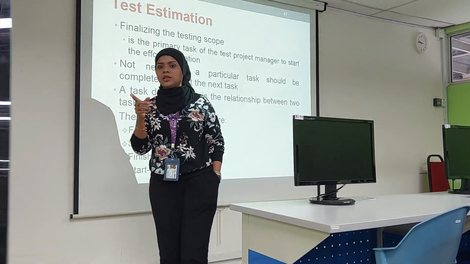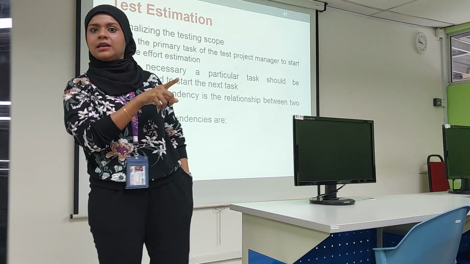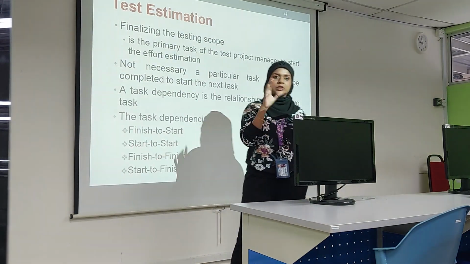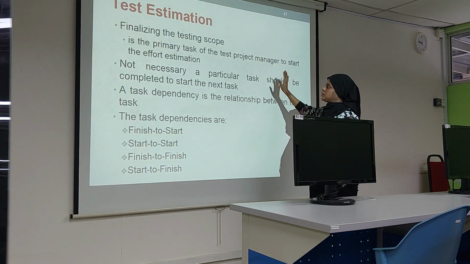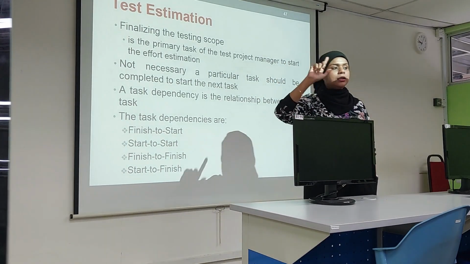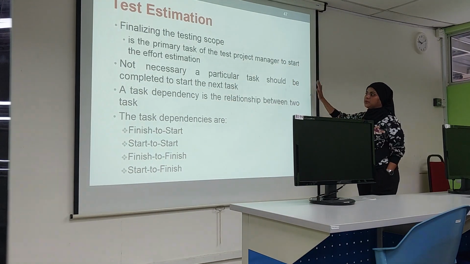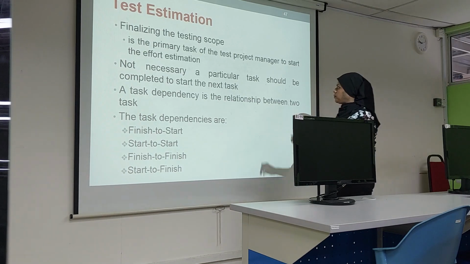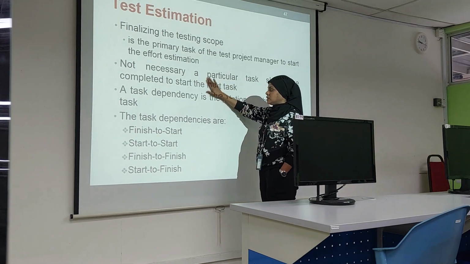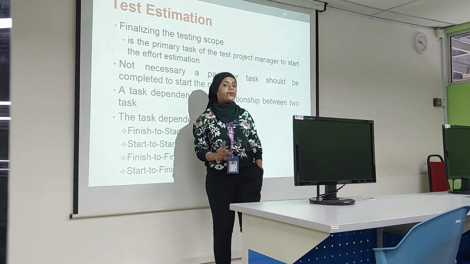So when we say this is what we cover, we have to make sure: do we have enough resources for that or not? Do we have the right number of resources or not? Do we have all the tools? Do we have all the testers who know this or not? So that's why it's a very important task. To identify and finalize test scope is a very important task, like a primary task. So not necessarily a particular task should be completed to start the next task. So this is very important for us to identify the task dependency.